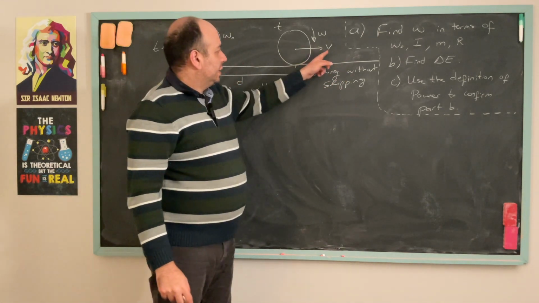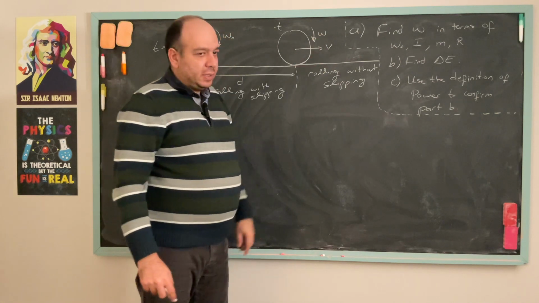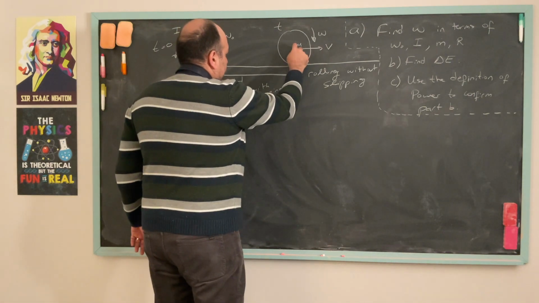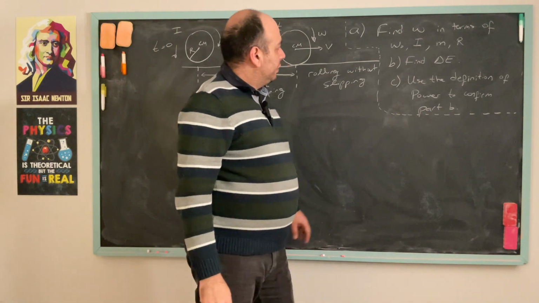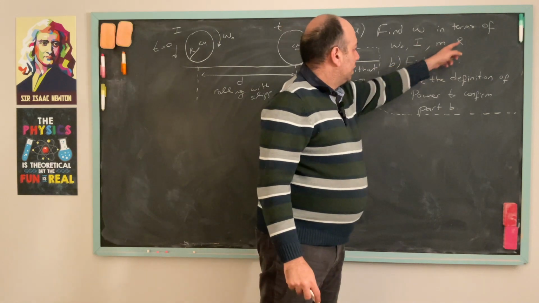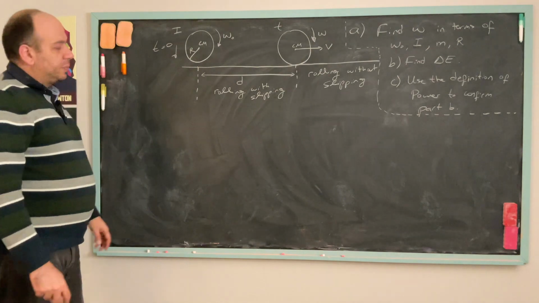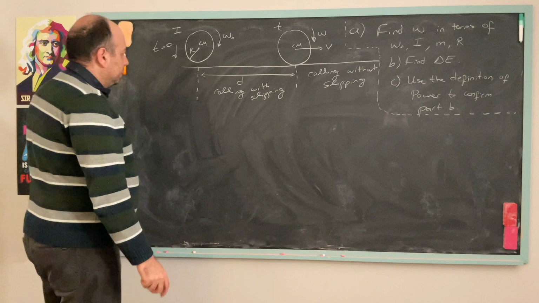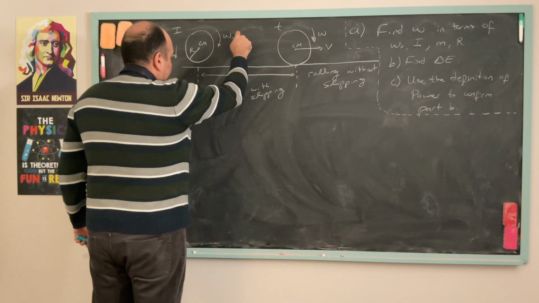So it will have a center of mass velocity pointing to the right, and there will be an angular velocity omega with respect to the center of mass of the object. In part A, we would like to find this omega in terms of omega naught, I, m, and r. I is the moment of inertia of this object with respect to the center of mass. We can start solving the problem, but before doing this, I'll just draw it here.